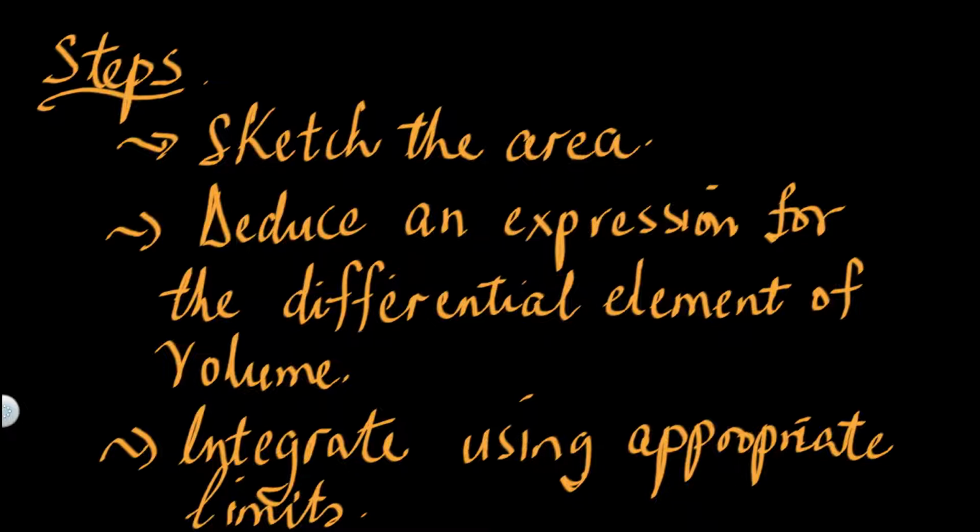Once we deduce that, we can integrate, which is essentially adding up all these small differential elements to find the volume of the entire shape. This is our approach: sketch the area, deduce an expression for the differential element of volume, then integrate using appropriate limits. We do this because we'll be doing it from first principles.